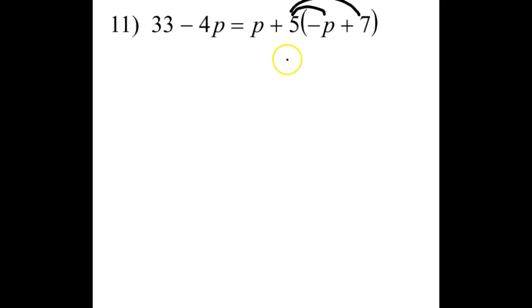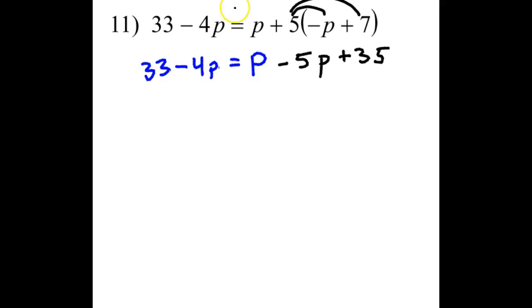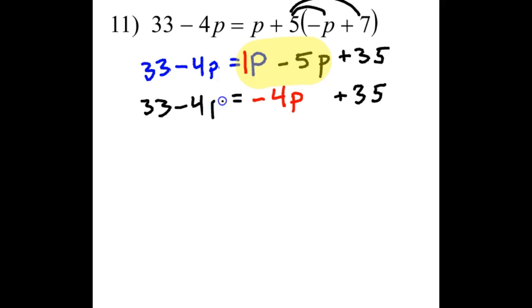There we go. Let's distribute. Minus 5p plus 35. Bring down everything else. Bring down the p equals and the 33 minus 4p. Got variables on the same side right here. Remember, that's a 1p. So 1 minus 5 is negative 4. Bring down everything else. One step per line. Just taking it step by step.